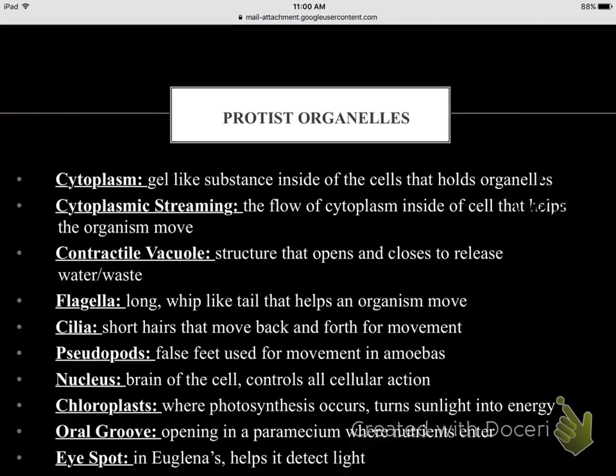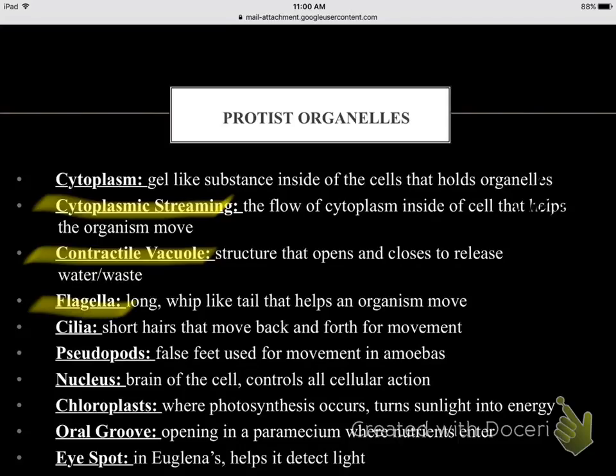This last slide just goes over all the organelles that we talked about, and it tells you their specific role within the protist. So cytoplasm in protist is that gel-like substance inside of the cell that kind of holds those organelles in place. We talked about how the amoeba moves by cytoplasmic streaming, which is the next one, and that's when that gel-like substance, which is the cytoplasm, flows and moves around inside of the cell to help that organism move around, all right? All of the cells had contractile vacuoles, which opened and closed to release waste.